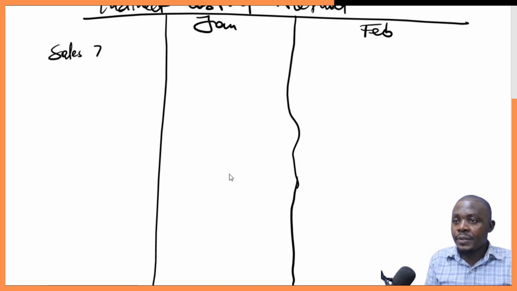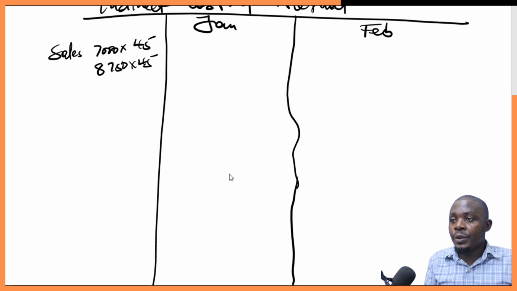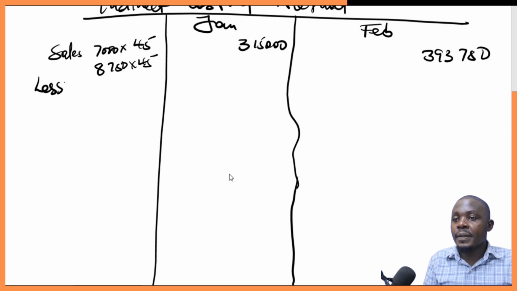Sorry, the idea was 7,000. We are multiplying by 45. 8,750 multiplied by 45, which we got here 315, and then that the site we got 393,750.